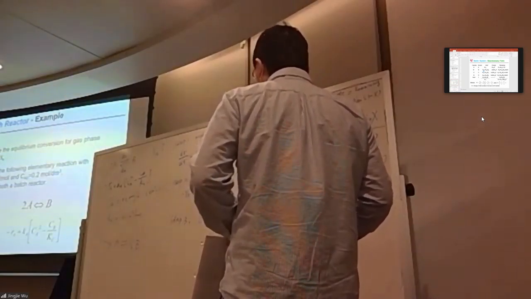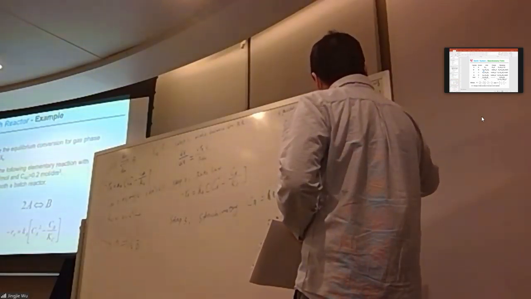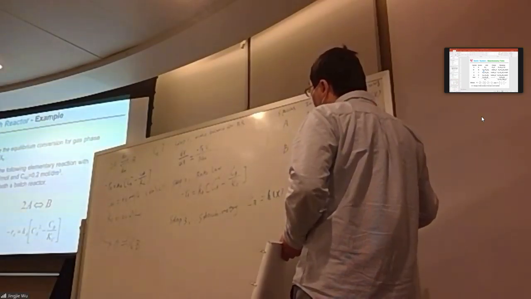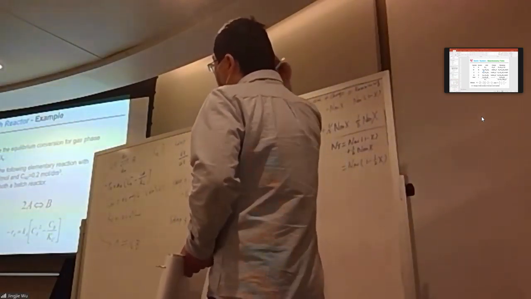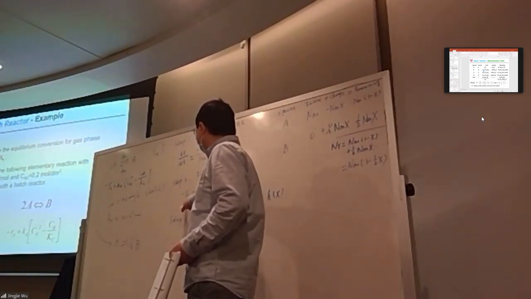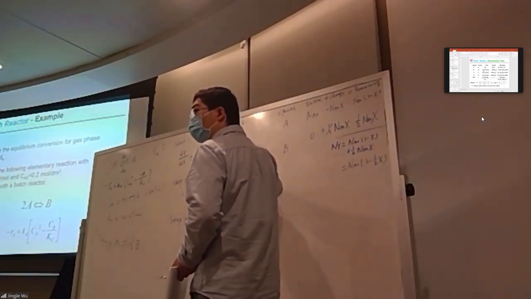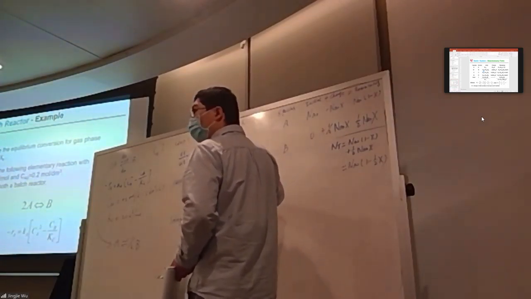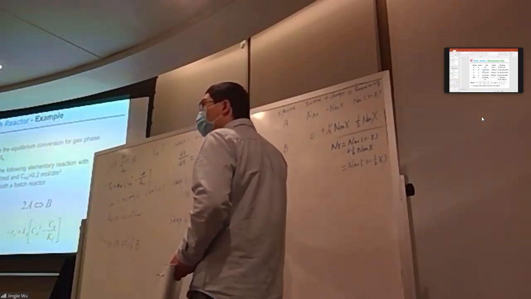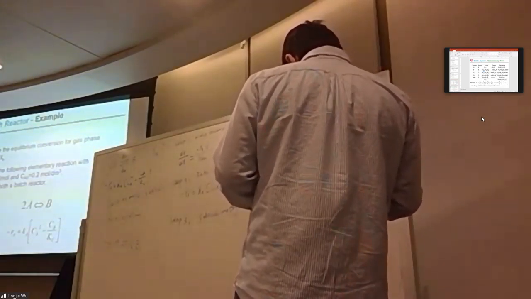The next step is we want to know the concentration versus the conversion. If you know that, then you can solve it, because at equilibrium, the overall rate is zero. If we know C_A as a function of X, we also know C_B as a function of X from the stoichiometry. Then we can solve for the conversion. Okay, so how do we get the concentration?